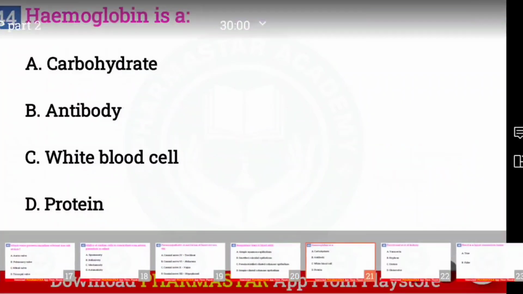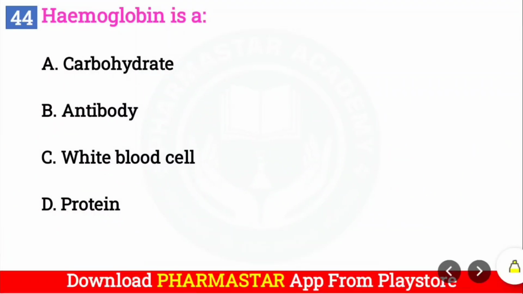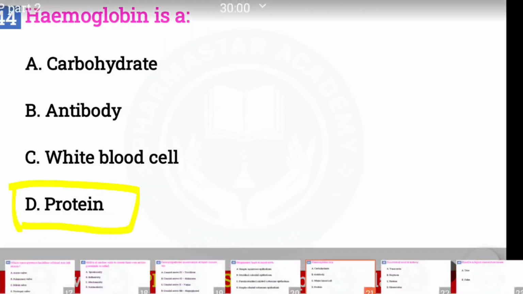Next question. Hemoglobin is a: option A. Carbohydrate. B. Antibody. C. White blood cell. D. Protein. The correct answer is option D, protein. Hemoglobin is an iron-rich, oxygen-carrying protein found in red blood cells. The correct answer is option D.